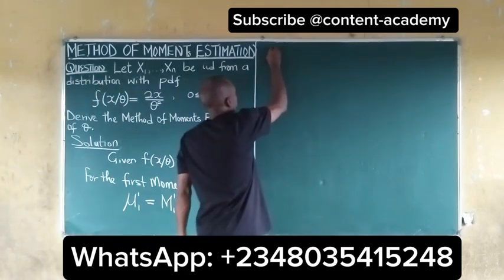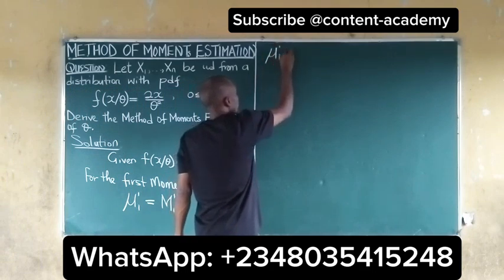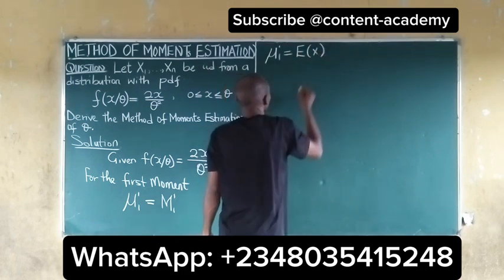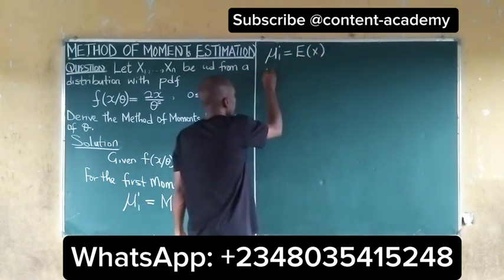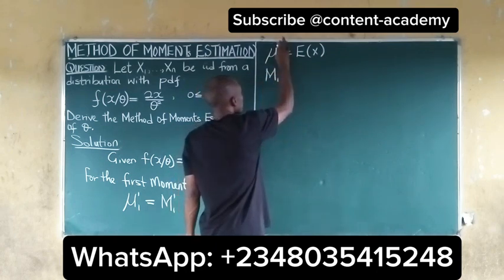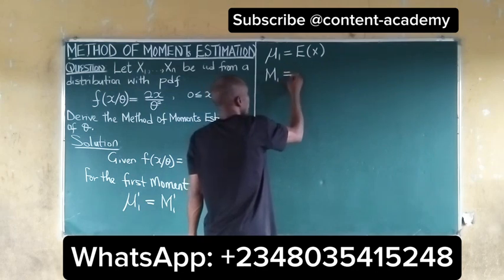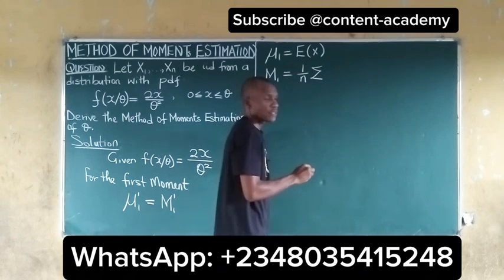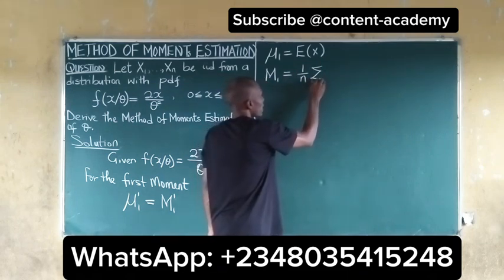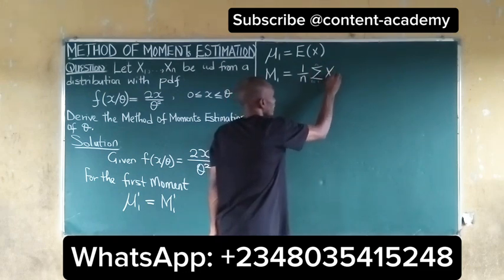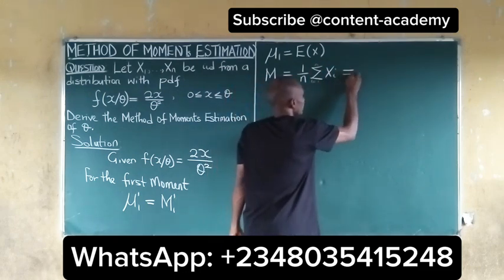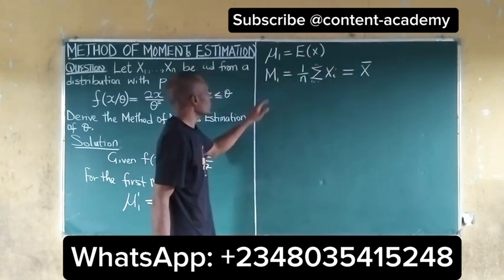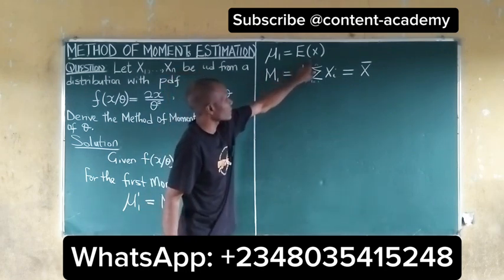First, the population mean is equal to the expected value of x. While the sample mean of the first moment is equal to 1 all over n summation as i running from 1 to n of xi. This is the same thing as what we call the mean. So this is it.